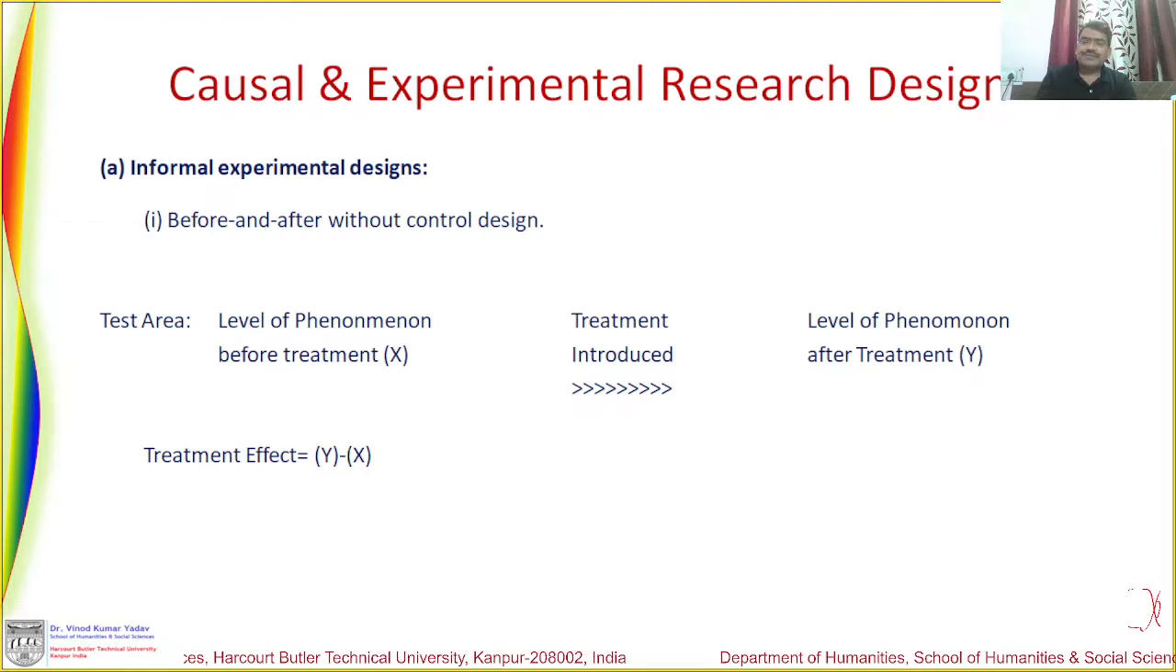Test area and control area, basically. Say for example, you want to test the causal relationship between the dependent variable and the independent variable, right? So you need to conduct an experiment.